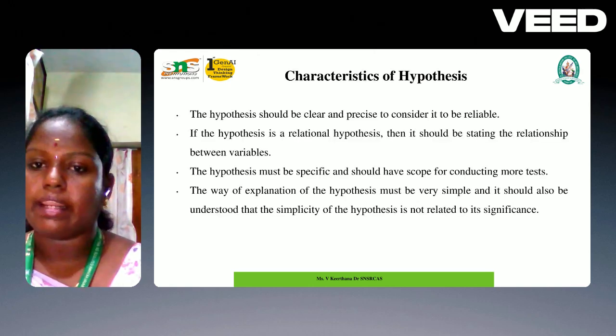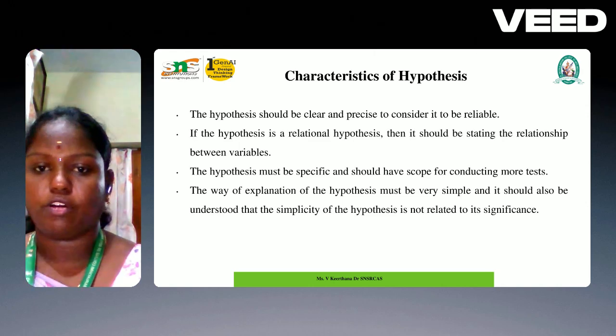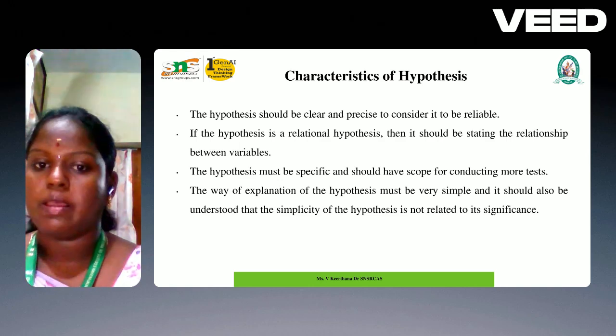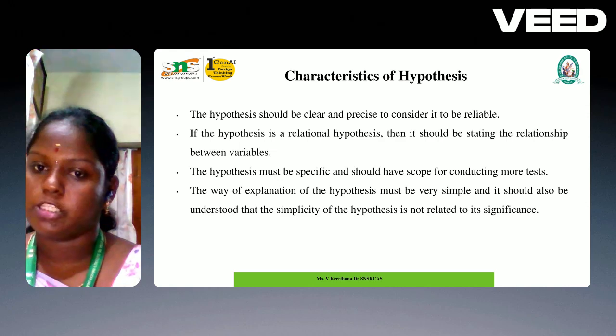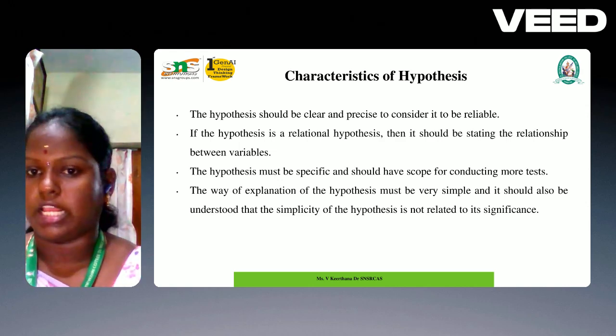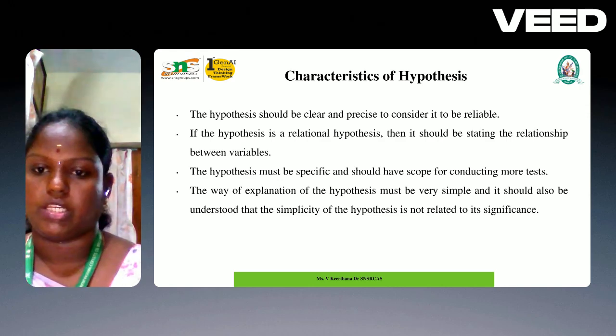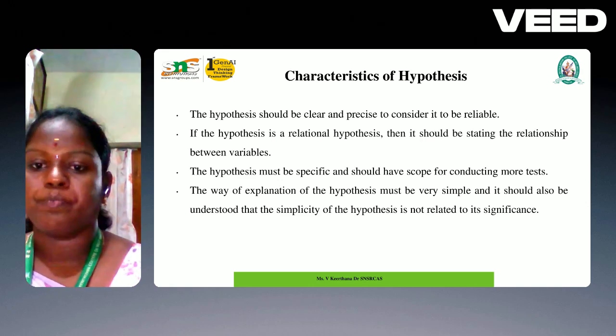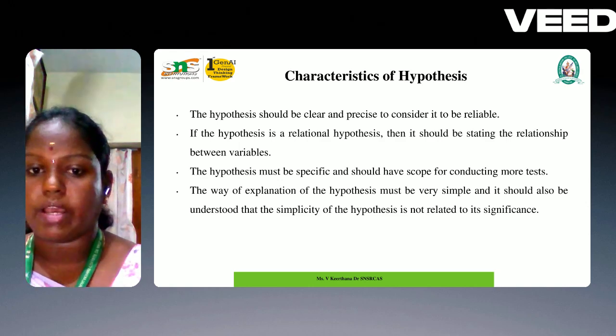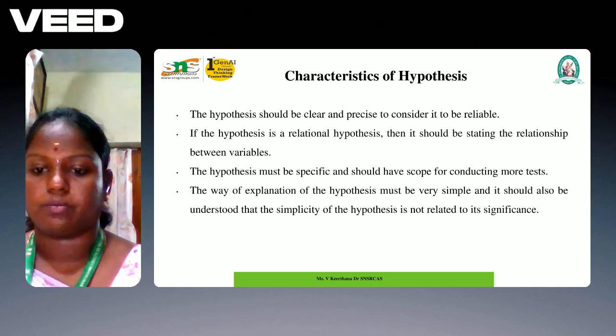Next is characteristics of hypothesis. Before that, how does a hypothesis function? A hypothesis helps in making observation and experiments possible. We have seen the types. Next, it becomes the starting point of the investigation. Next, the hypothesis helps in verifying the observations, so it helps in directing the inquiries in the right direction.